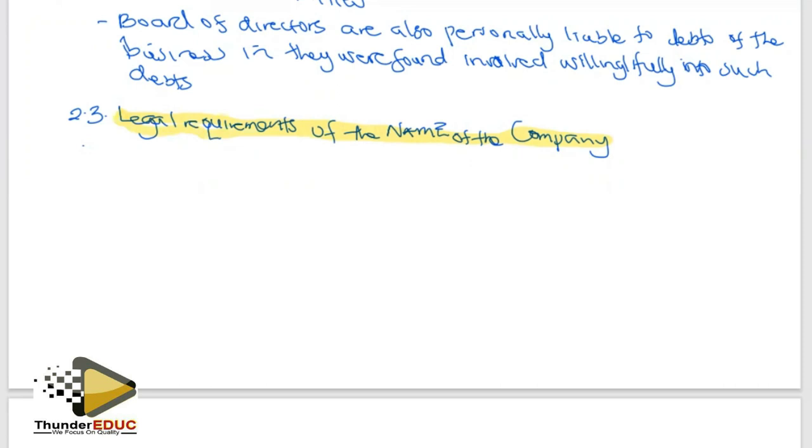First of all, the name of the company must be original. With that, what does this imply? It must not be similar to any other business name. It must not be misleading.